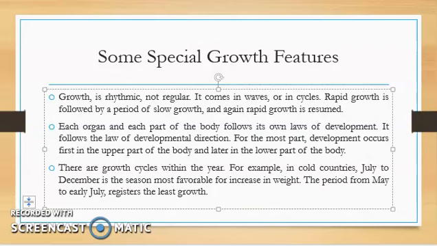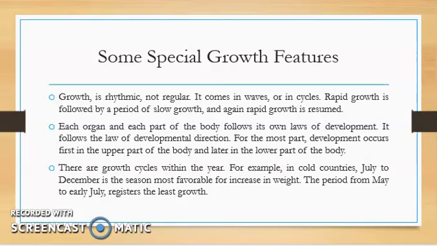And there are some special growth features, and some of them we have discussed in our previous lectures when we were studying about the characteristics of development, the characteristics of growth. First of all, growth is not regular. I think you already know about this. It comes in waves or in cycles. Rapid growth is followed by a period of slow growth, and again rapid growth is resumed. So some periods can be called rapid growth periods and some are slow growth. So growth is not equally distributed.